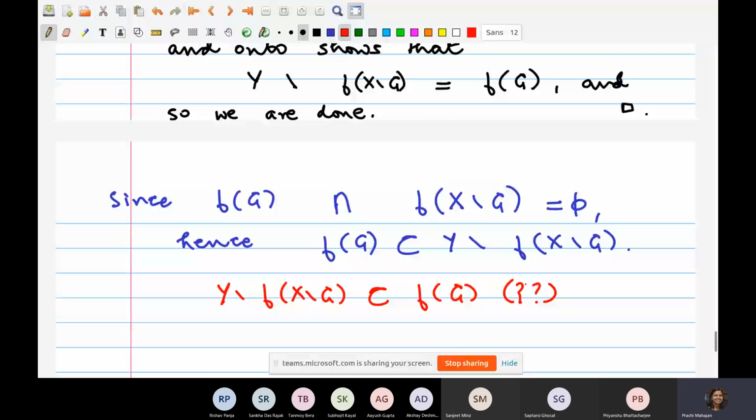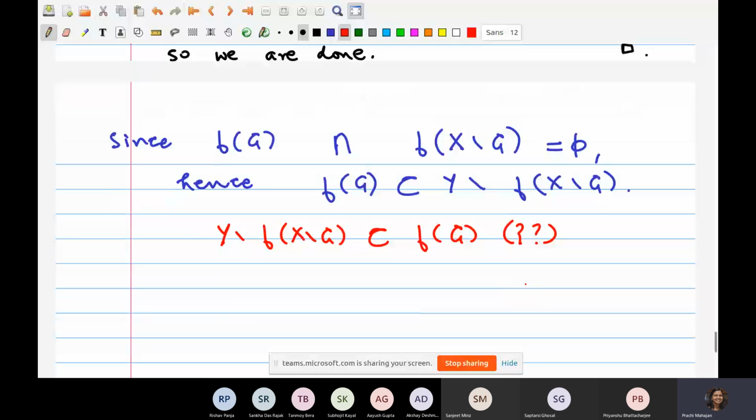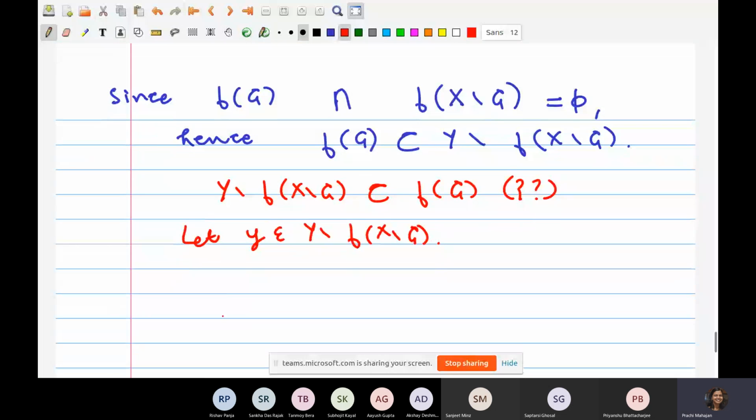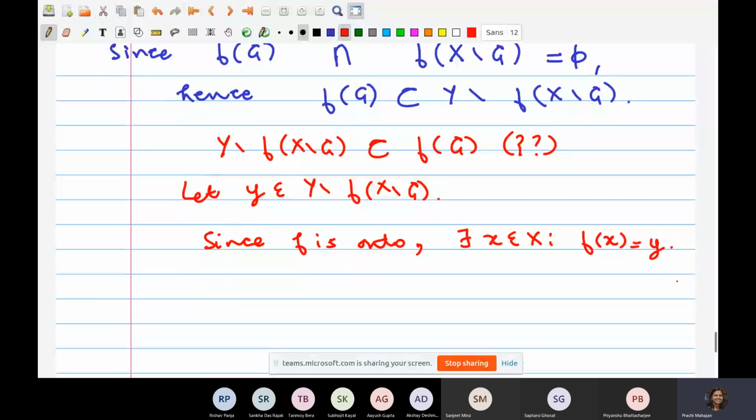Again, this is very simple using the fact that, so let me see. Let's start with a point of this set, the left-hand side. Now, since f is onto, and little y is an element in Y, there must exist a point x such that f takes x to y. Is that correct?